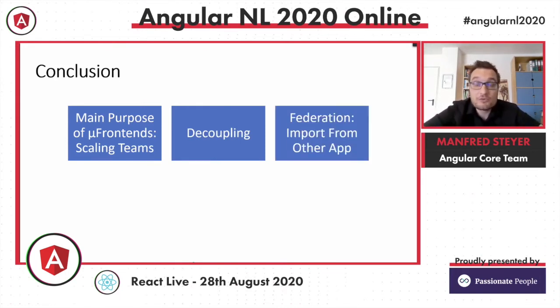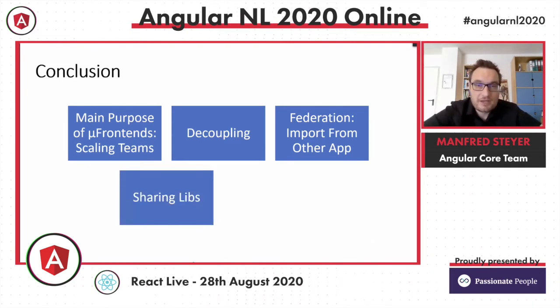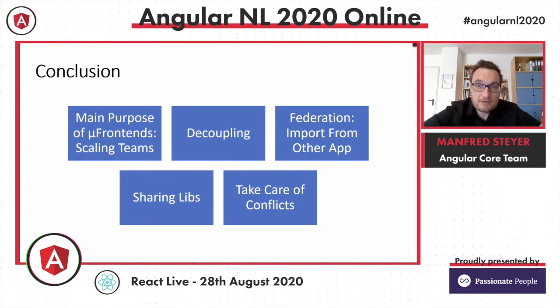This all is about decoupling your microfrontends so the teams can work independently. Module federation allows you to import stuff from other applications. We can share libraries, and please take care of conflicts. There are some solutions baked into module federation, but perhaps you need your own solutions, your own conventions, avoiding that Angular is loaded several times or avoiding that a wrong version of Angular is reused.